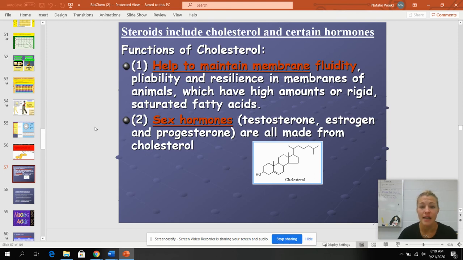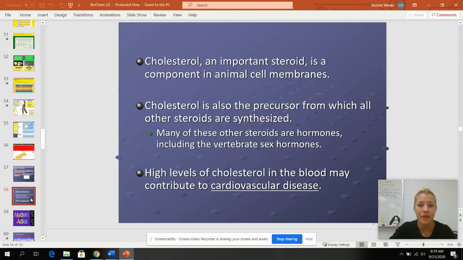Another part of this is those sex hormones. We talked about testosterone, estrogen, progesterone. These are all made with that cholesterol base as well, with the only part that changes being that little top group. Sometimes we call it an R group because it's literally the rest of the molecule, and it changes with every hormone that we have.